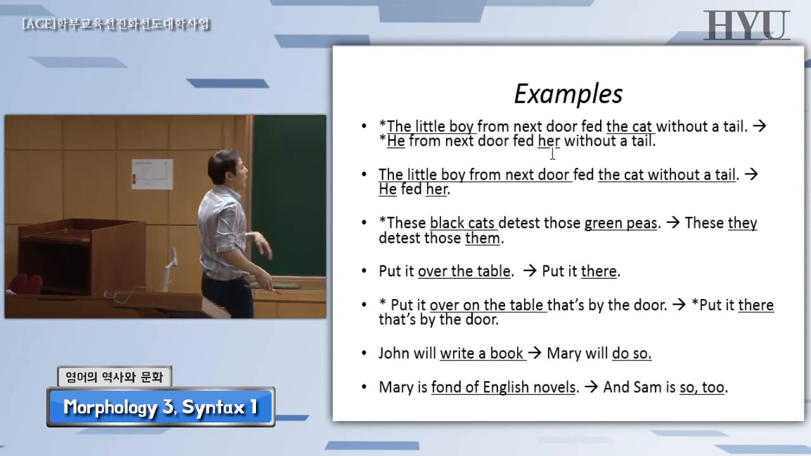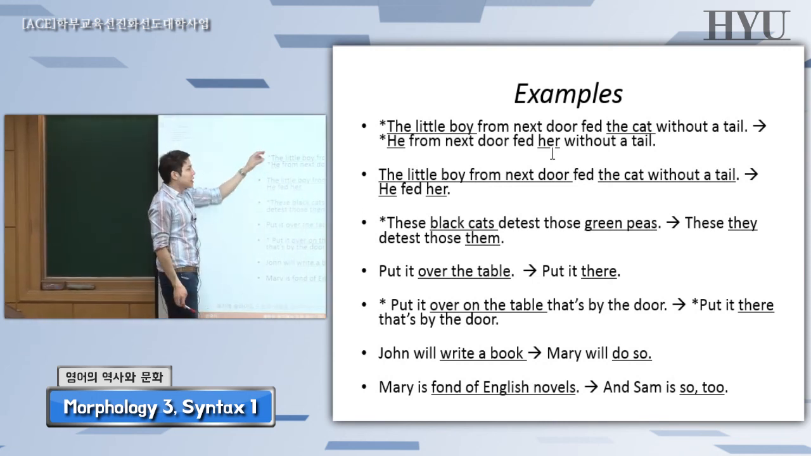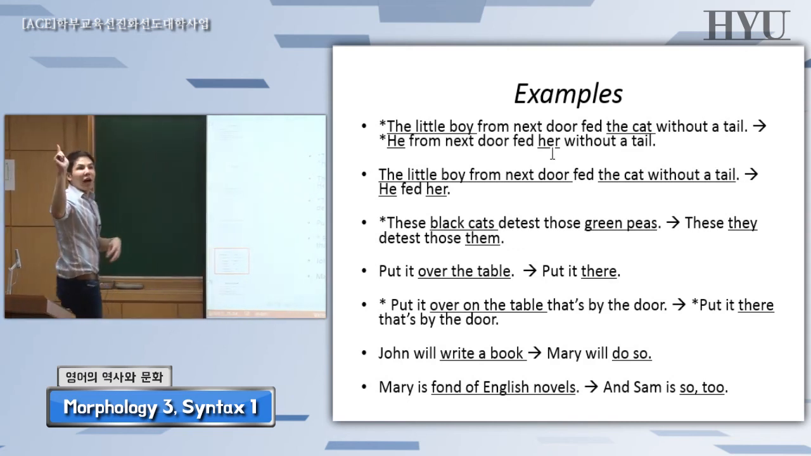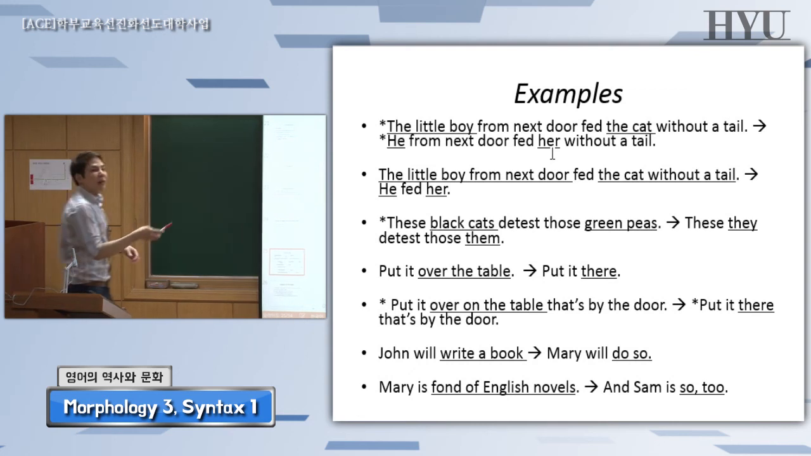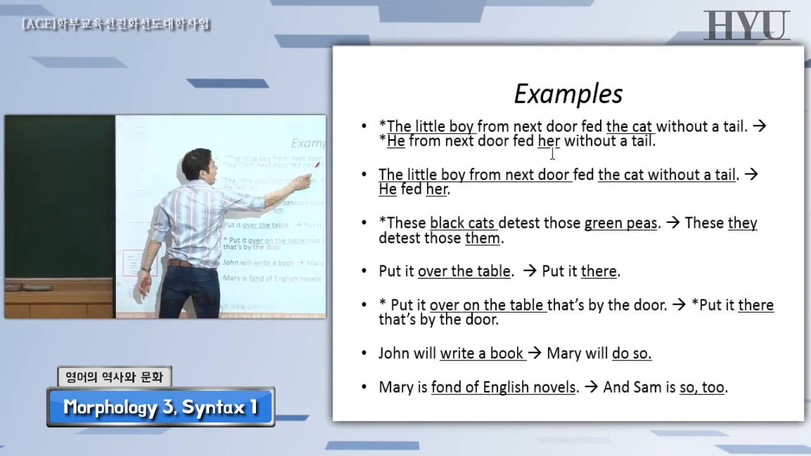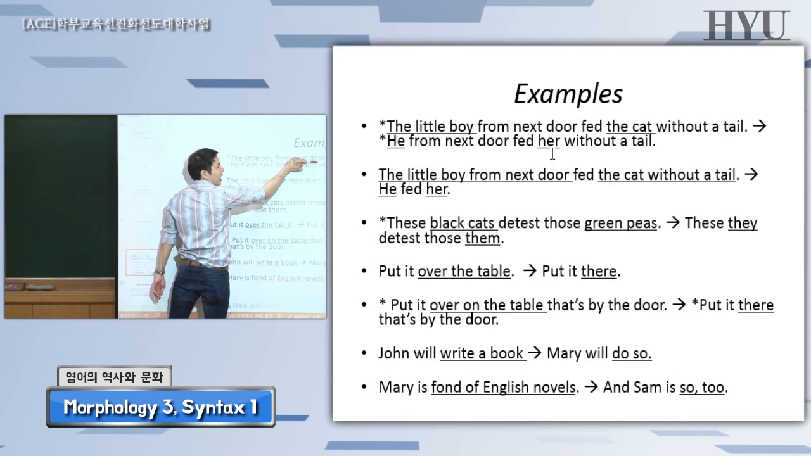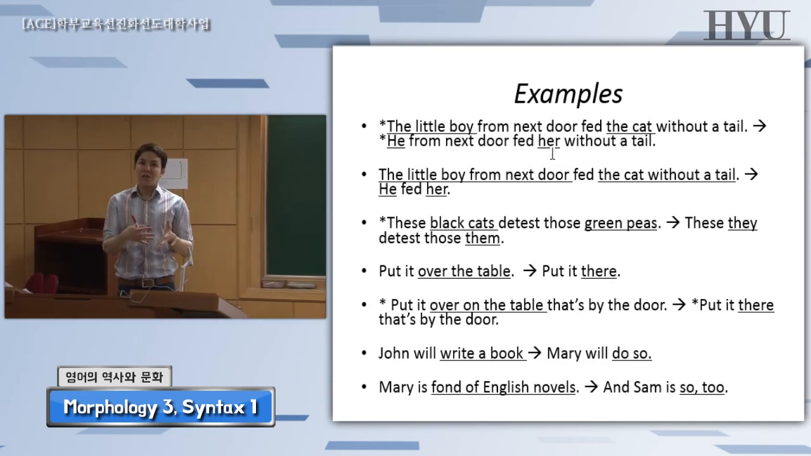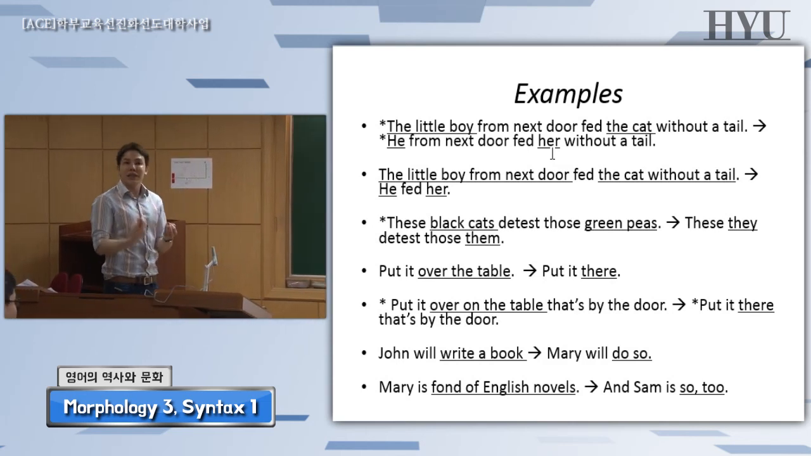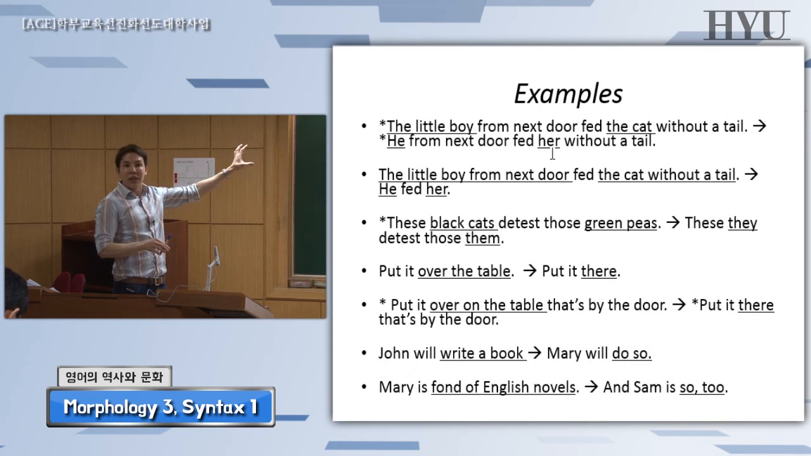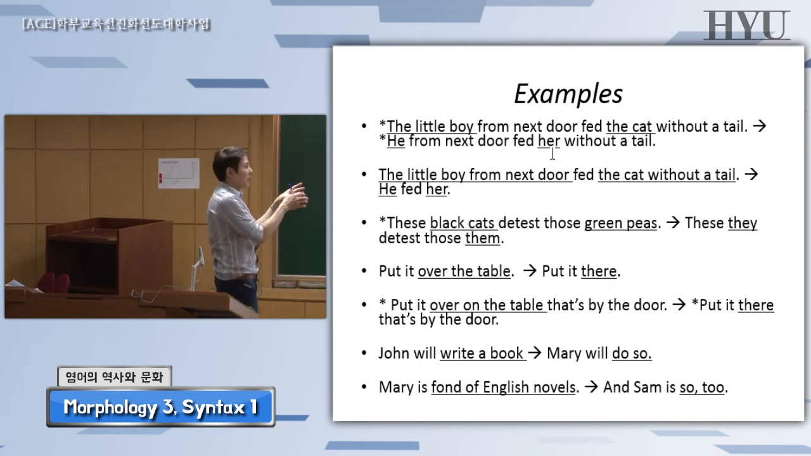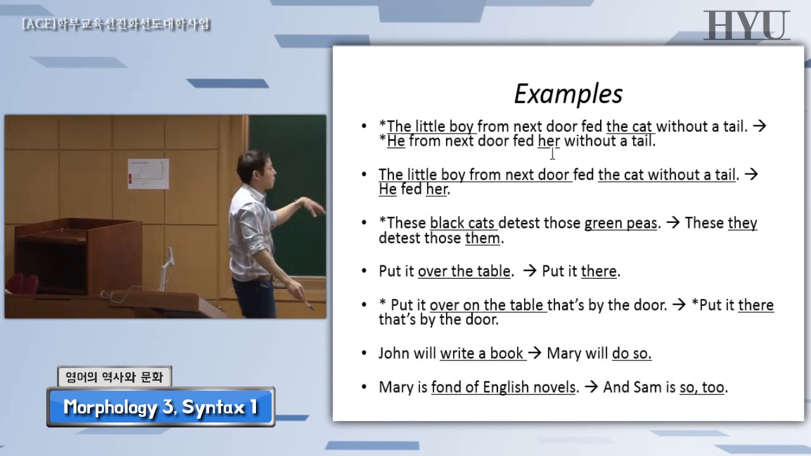Okay? Or based on this sentence, the little boy from next door is one phrase, is one noun phrase, like that. Because if I underlined the whole thing, I would get the little boy from next door, and you can say easily, he fed the cat without a tail. So it depends on what you have, right? When we analyze sentences, we have to look at the local context, the local phrases, not just any phrase in isolation.